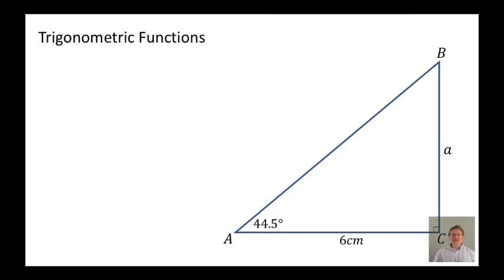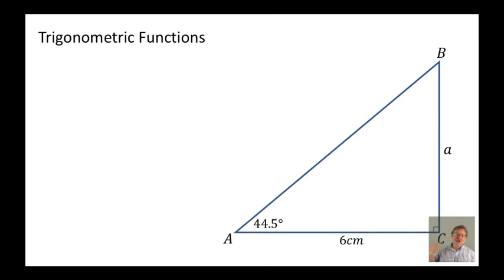Alright, so here's another example. Here we're not trying to find an angle, we're trying to find the side. We're trying to find side A here. We're given an angle measure of 44.5 degrees, and we're given one side which is 6 centimeters. Now, one thing to keep in mind is that 44.5 degrees is pretty close to 45 degrees. So this is pretty close to a 45, 45, 90 degree triangle, and that means the 6 centimeter side and side A are almost the same length.